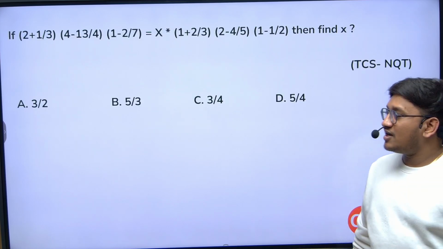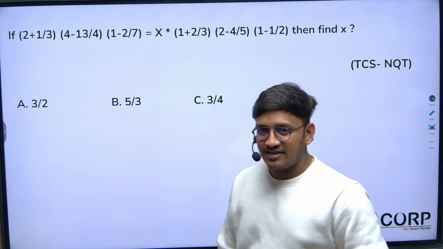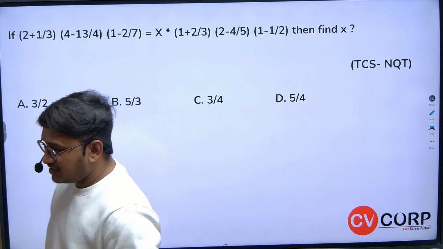Even this is a question asked in the 2023 TCS NQT. This is a basic simplification question. You can try this.